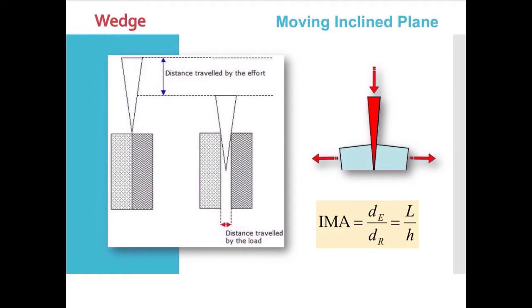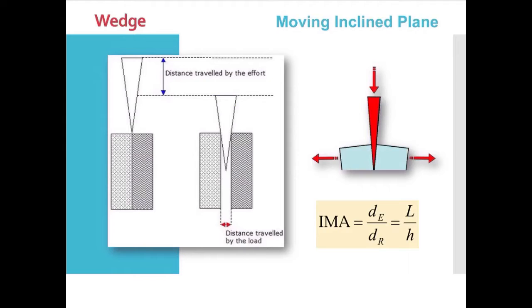This image explains what distances to measure to find the IMA. The distance resistance is found right here. It's the distance traveled by the load. As the wedge moves farther into the material, it is going to cause the material to move farther apart. The maximum distance that the material will move apart based on the wedge itself is going to be the height of this wedge. Just like in the inclined plane, your distance resistance is the height of that inclined plane.